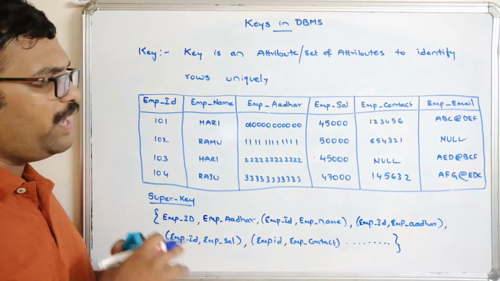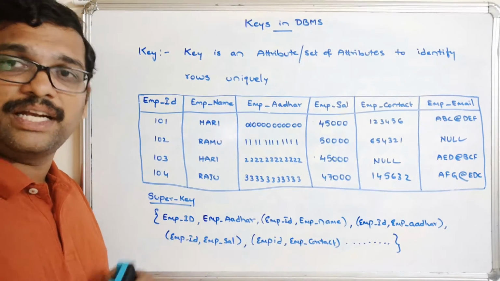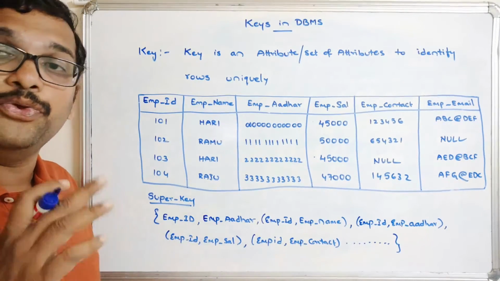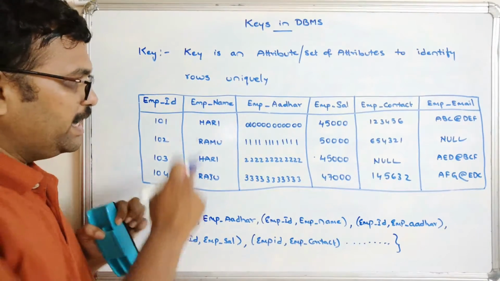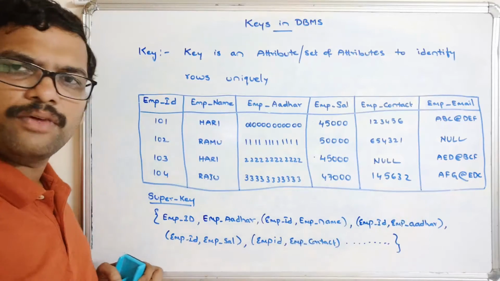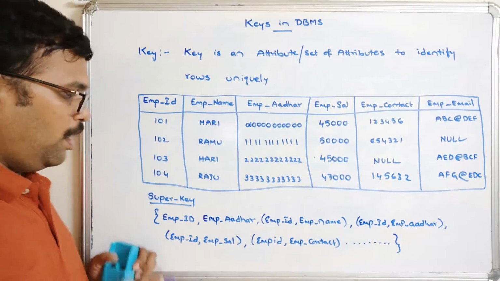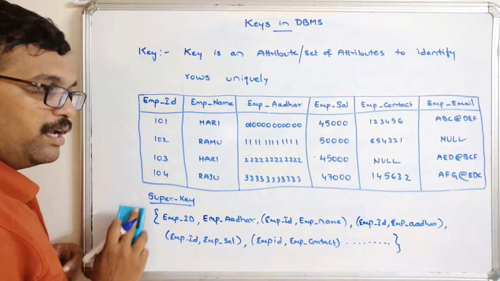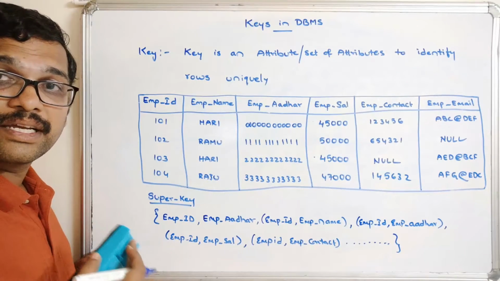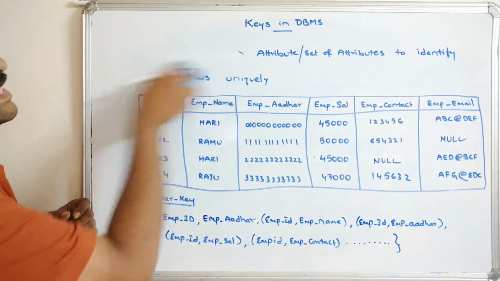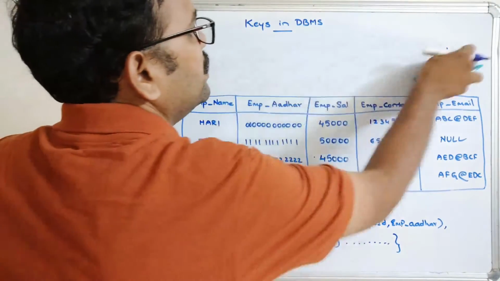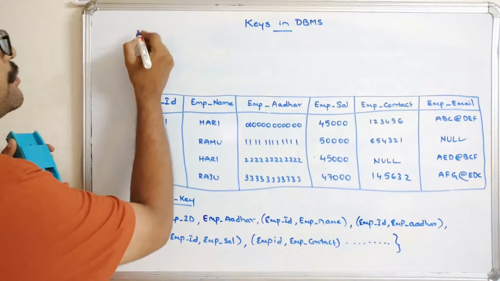So any combination which derives the data uniquely from the table will be considered as a super key. So in this table, there will be a lot of super keys. Now, from this super key, we have to find out the candidate key. So the second type of key is a candidate key.